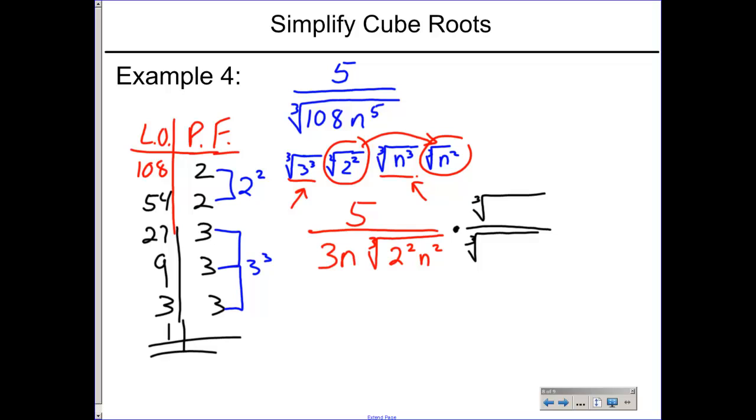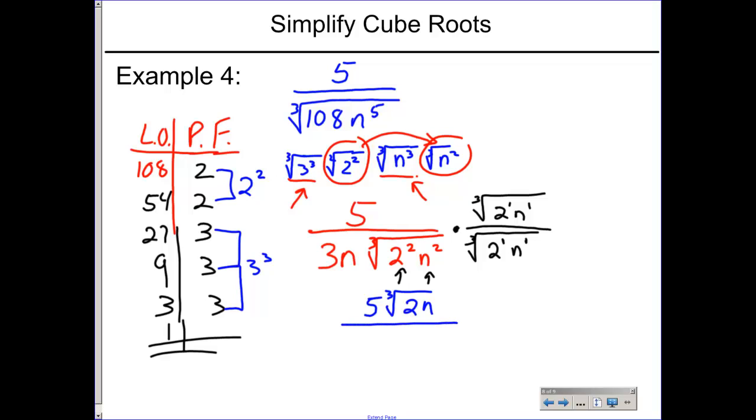Well, we look at our first number here, and you see it's 2 to the second. In order to make it a perfect cube, it needs to be 2 to the third. So what I need to do is multiply by 2 to the first. And the same thing here. In order to make an n to the third power, I already have an n to the second, I have to multiply it by n to the first. So I'm going to multiply by the cube root of 2 to the first and n to the first. And when I do that, the top will just be 5 cube root of 2n.